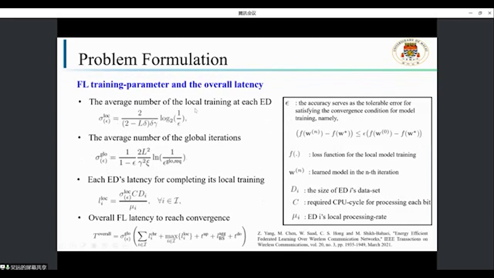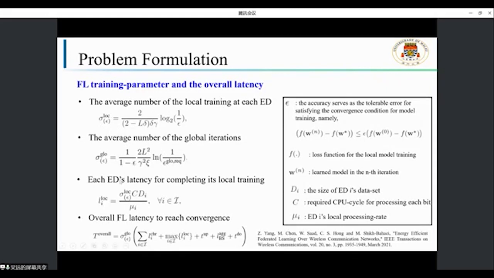In this work, we tune the parameter of each individual end device's local training accuracy. Based on existing studies, we know the average number of local training iterations at each device can be expressed as a function of the local training accuracy, like this. And then we know the average number of global iterations in FL can be expressed by this expression as a function of the local training accuracy.